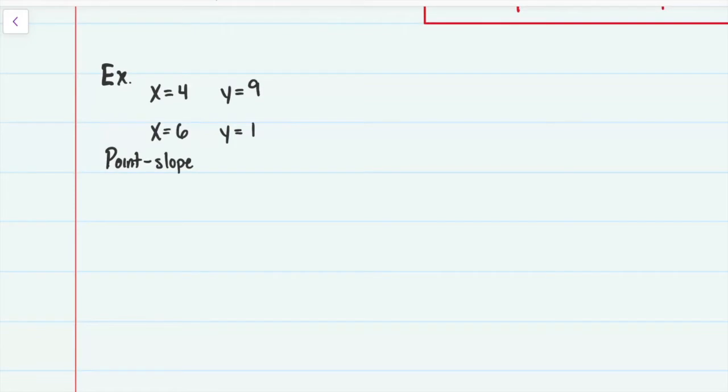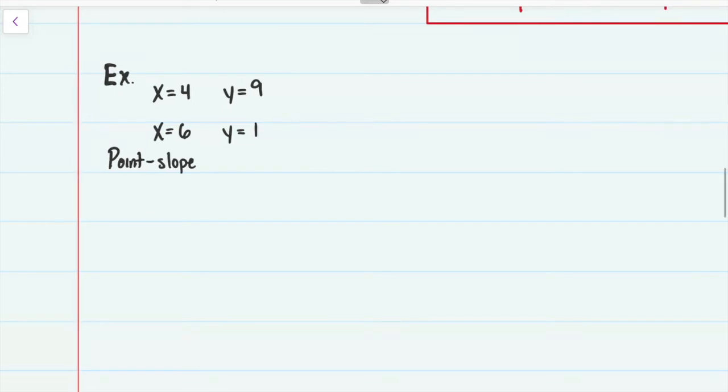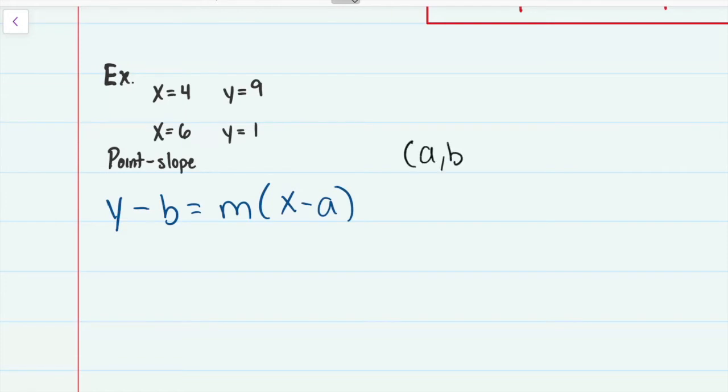So today's problem is focusing on finding the point slope formula when given 2 points. Just as a review, the point slope formula goes like this: y minus b equals m parentheses x minus a, where the point (a, b) is just a regular point.